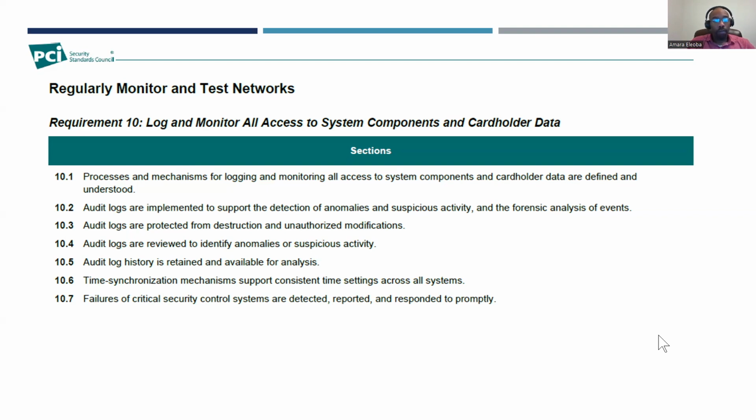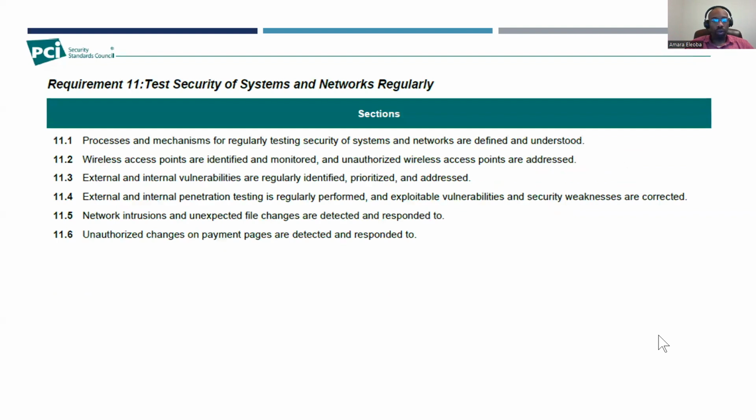Now, 10.7, we're looking at the failure of critical security control systems. We want to make sure that those failures are detected, reported, and promptly responded to. Requirement 11, testing the security of systems and your network regularly.